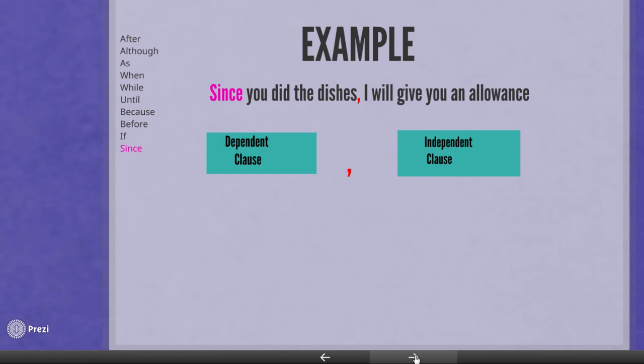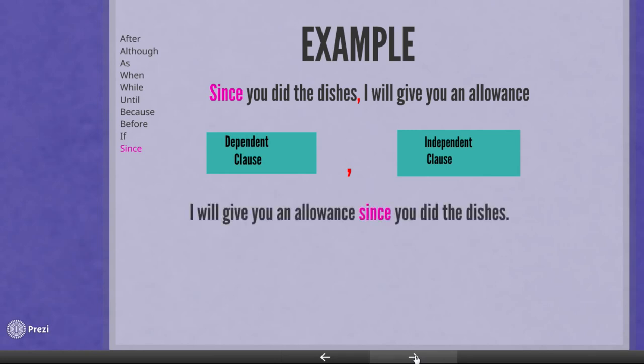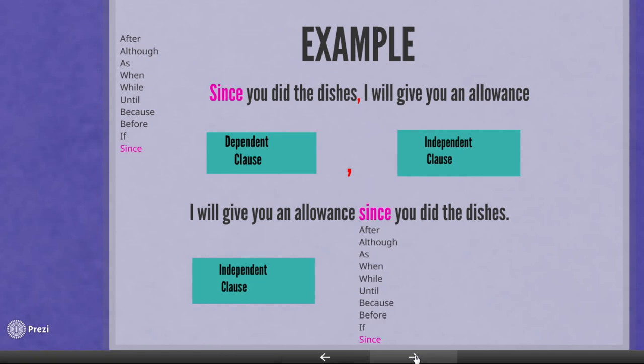Okay, so if I were to switch this sentence, it would look like this. I will give you an allowance since you did the dishes. So now I have my independent clause, I will give you an allowance, located at the beginning of my complex sentence, and I have my AAAWWUBBIS word in the middle, taking the place of my comma, and I have my dependent clause at the end, since you did the dishes.